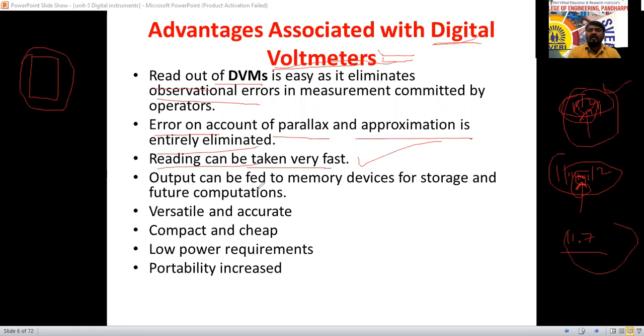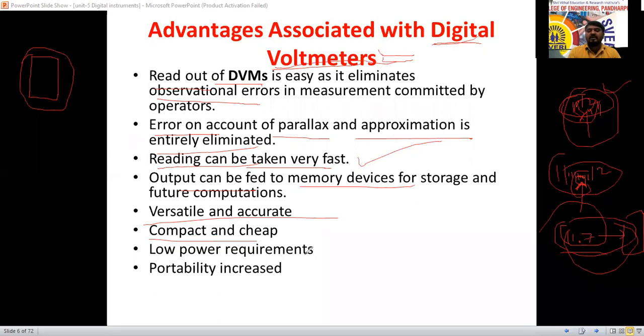So output can be fed to memory devices for storage. For future purposes, we can store this value also. We can connect directly to the storage. Okay, versatile, and it is going to give accurate answers. Compact and cheap. The watches are very small in size. No voltmeters and all the things.